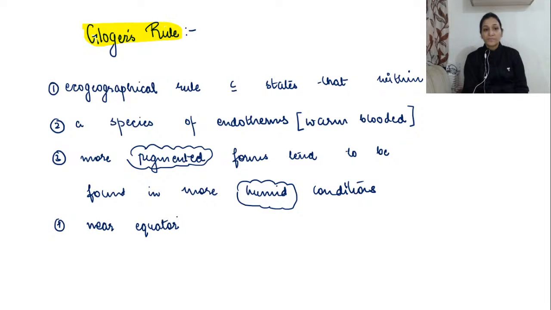So it's an ecogeographical rule, and it applies to endotherms, and for endotherms, it tells that the more pigmented forms are going to exist in the more humid conditions near the equator. This is what Gloger's rule says.